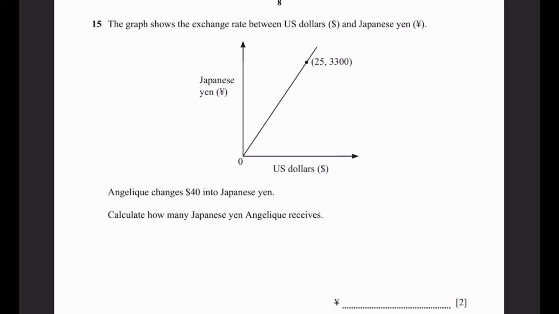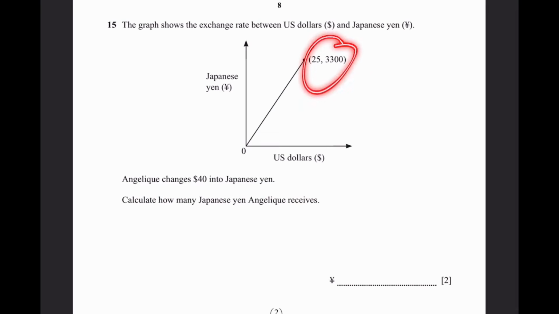Question 15. The graph shows the exchange rate between US dollars and Japanese yen. This graph is a line graph over here. Angelique changes $40 into Japanese yen. Calculate how many Japanese yen Angelique receives. We can see at this point is $25 on the x coordinate and the y coordinate is 3,300 yen. So $40 to Japanese yen we can find by using ratio. 25 is to 3300 is equal to 40 is to the number of Japanese yen, let's say y.